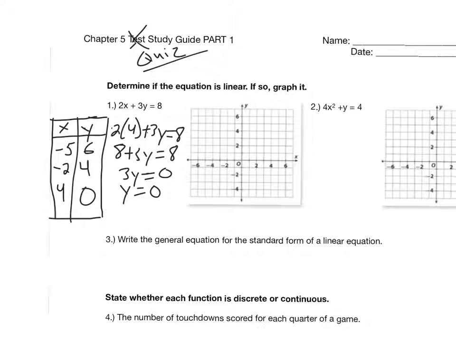Then we graph, so -5, 6 would be right here. -2, 4 would be right here. And then 4, 0 would be right here. There is your line.